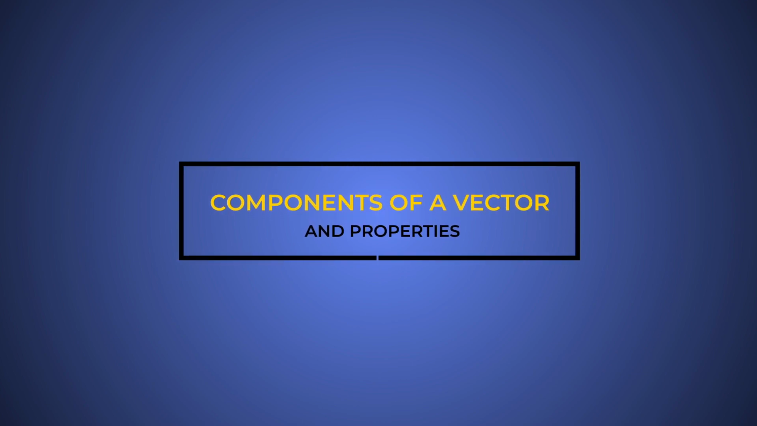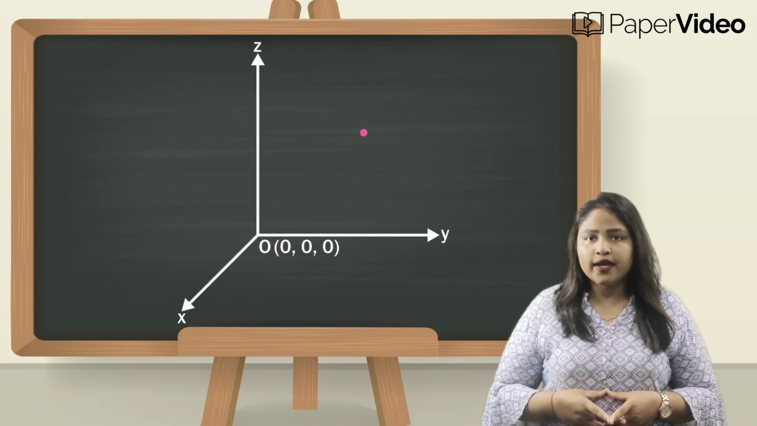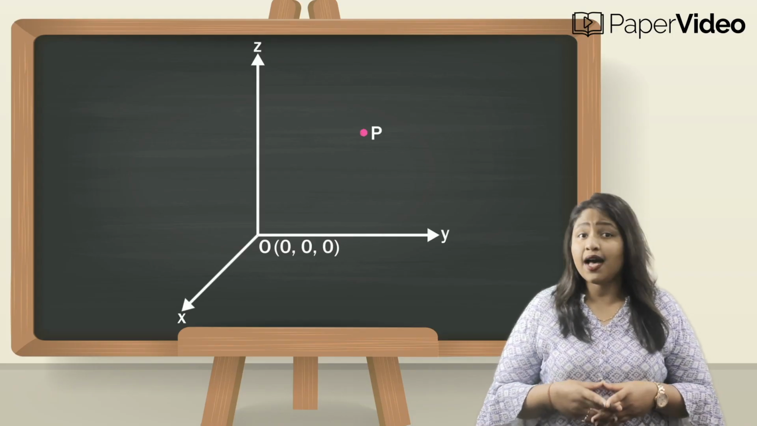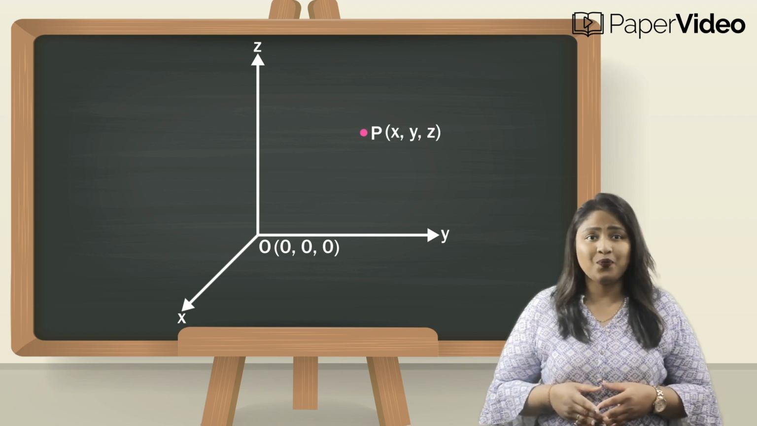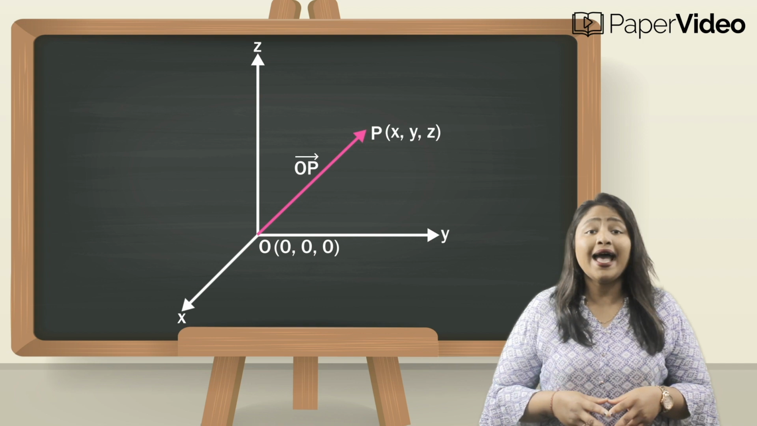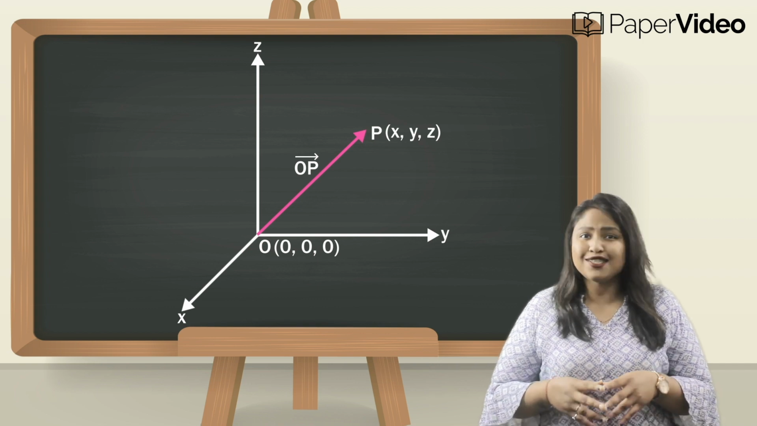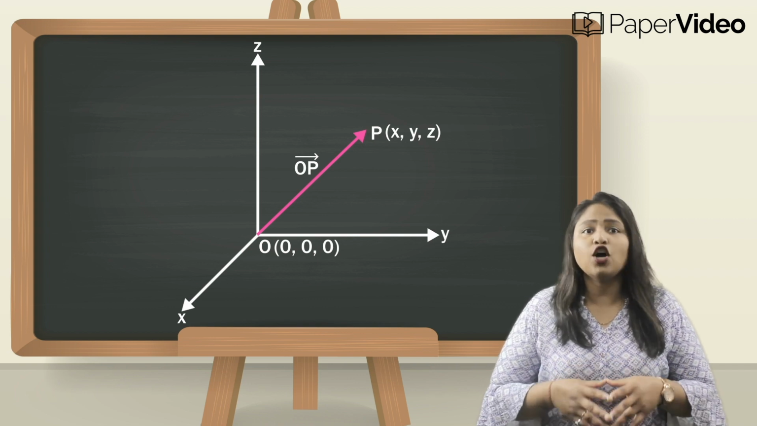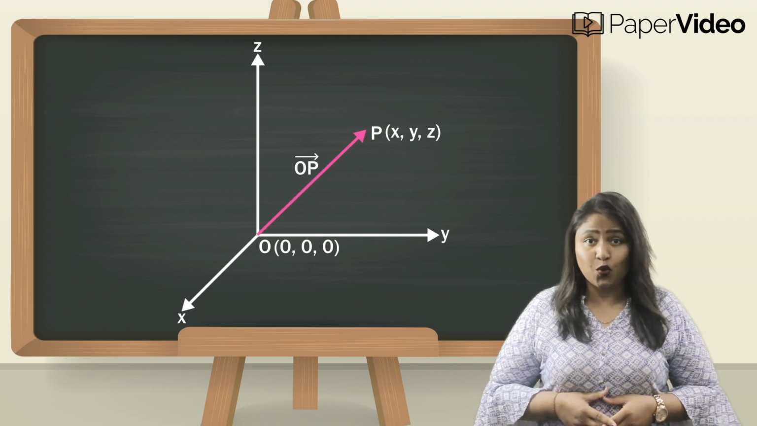Components of a vector and properties. Suppose there is a point P in three-dimensional space having coordinates x, y, z. Then vector OP, having O as its initial point and P as its terminal point, is called the position vector of the point P with respect to O.